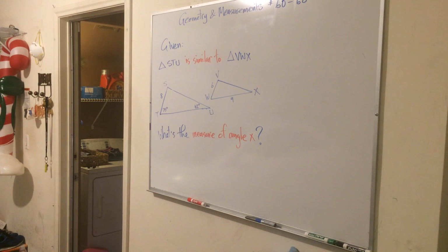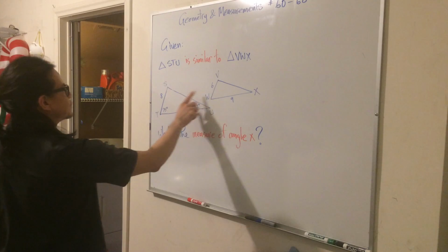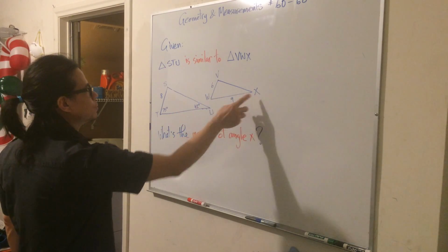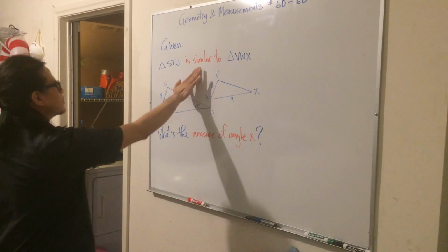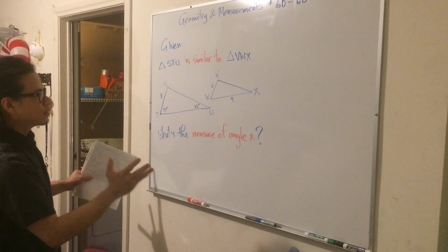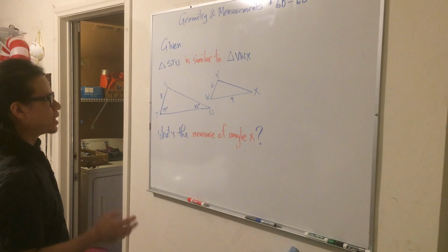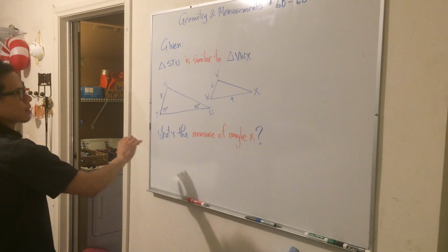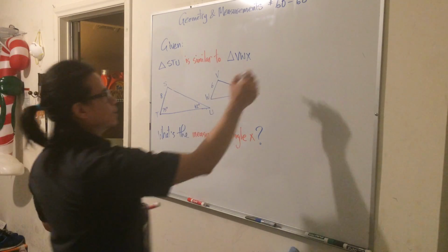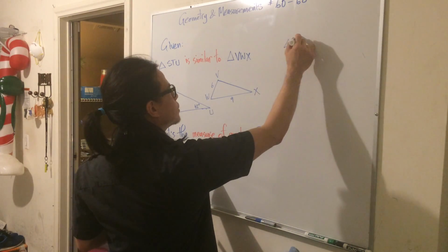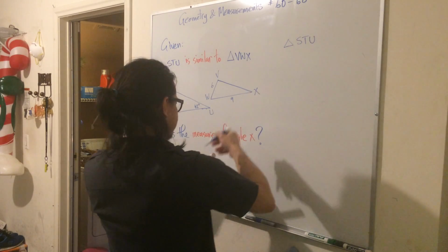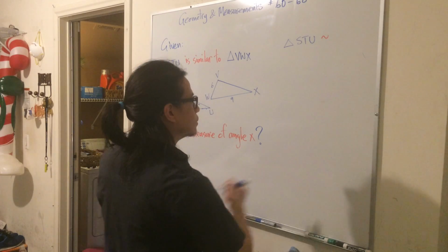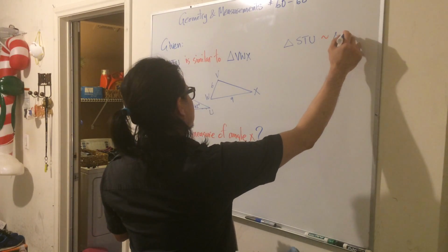So here we're given two similar triangles, triangle STU and triangle VWX. Given that these two are similar means that they are the same shape except different sides. So we can put down that triangle STU is similar to triangle VWX.